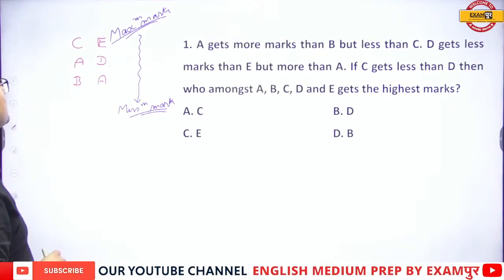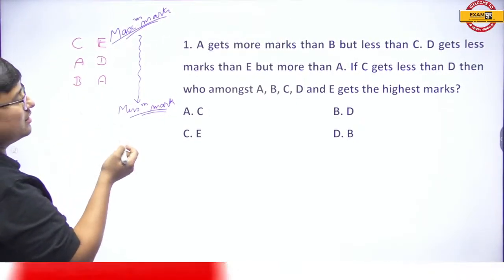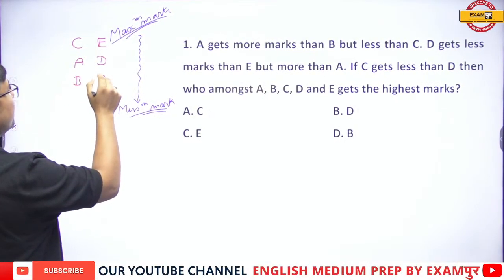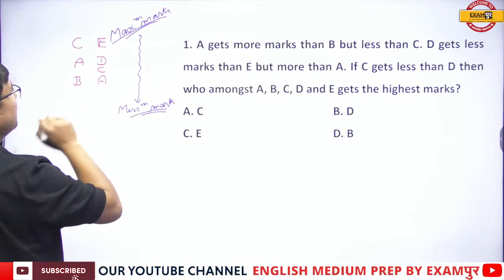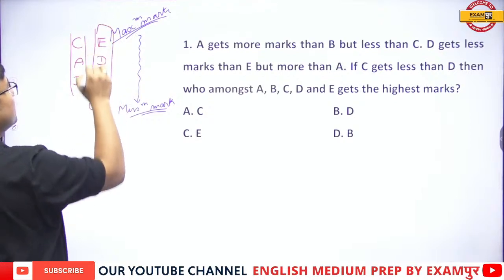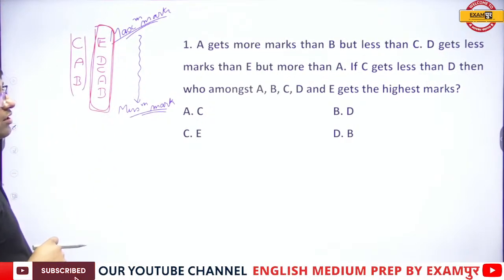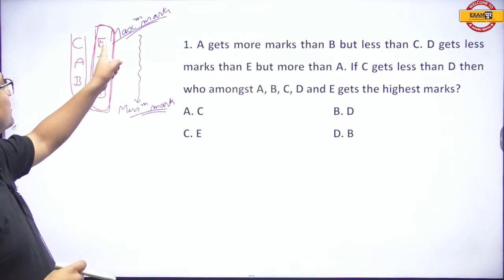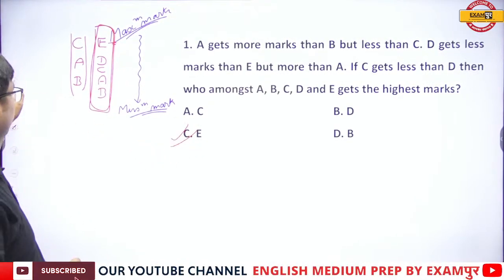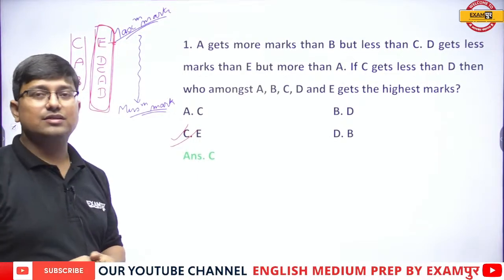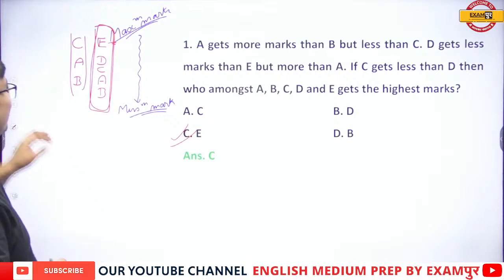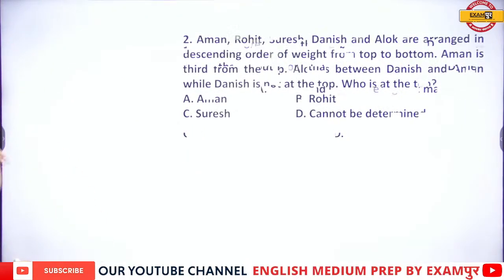If C gets less than D, C will be somewhere over here. And after C, A and B is to be formed over here. So this is the final structure which you will be seeing. So who gets the highest marks? It's E, which is given in option number C. Okay, everybody, it is given in option number C. Getting it? Yes or no? Solve the next one.